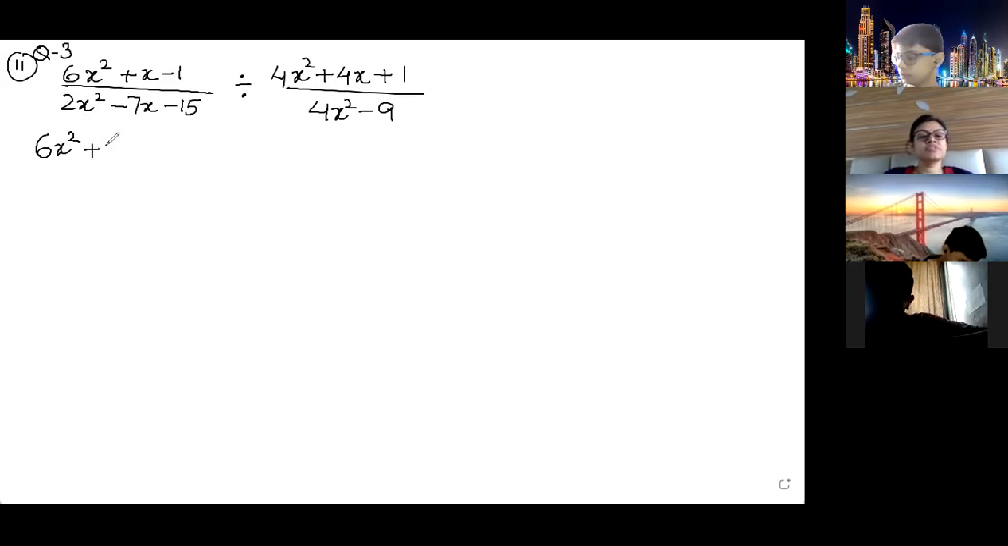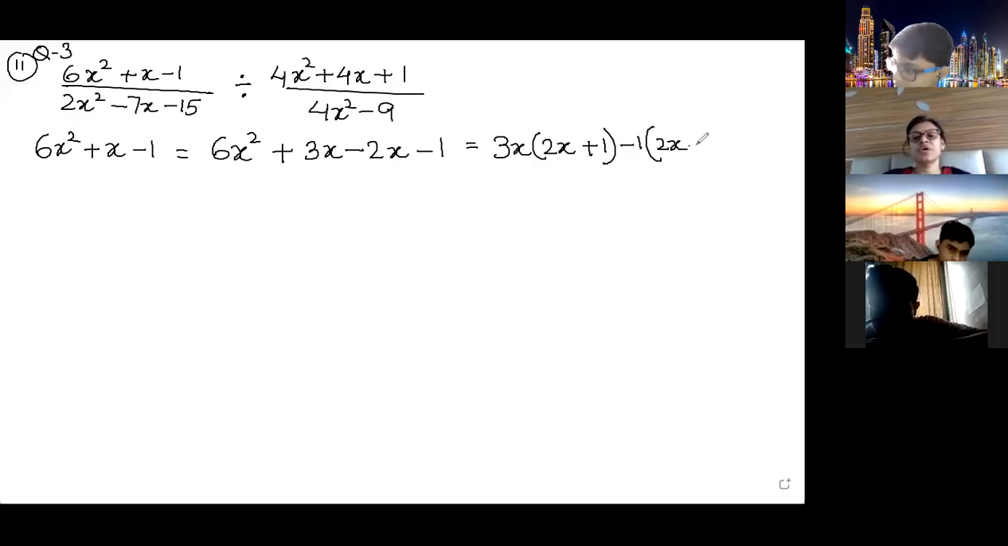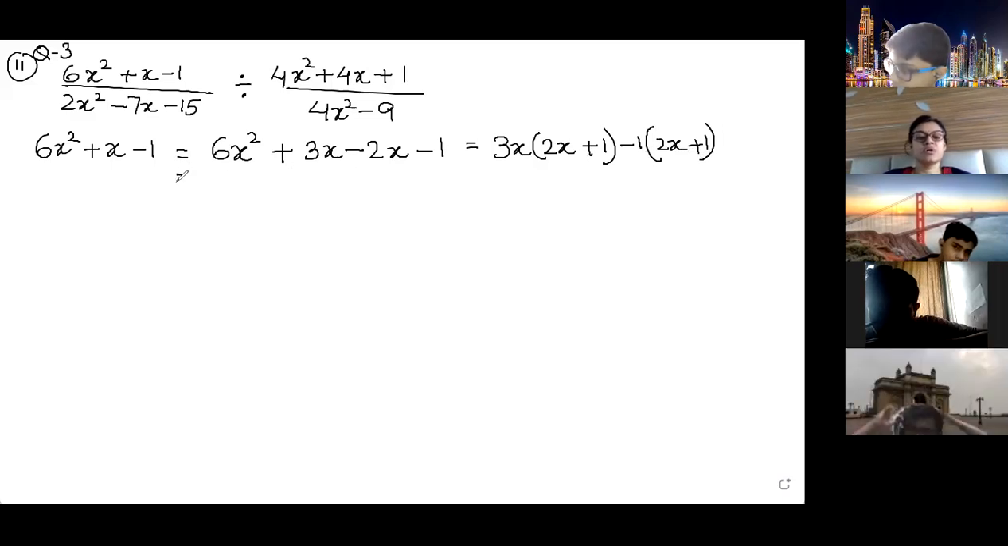If you factorize this, how will we factorize? I'm solving this whole question. From the next question you will be doing it. There, what was the mistake, just check it. 6x square is 3 into 2, so plus 3x minus 2x minus 1, which is equal to 3x common, 2x plus 1, and minus 1, 2x plus 1. So after factorization, you get 3x minus 1 into 2x plus 1.